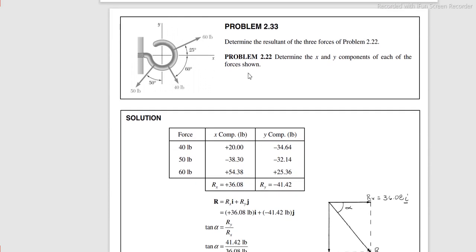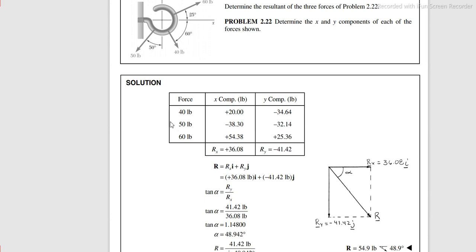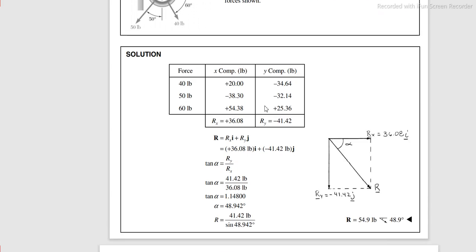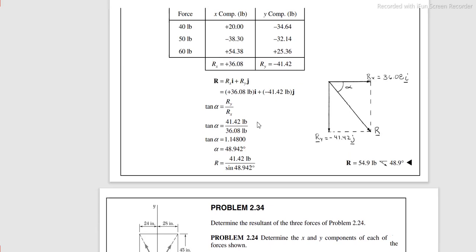2.33, determine the resultant of the three forces of problem 2.22, same problem, and here is a hook and three forces, 40 lb, 50 lb and 60 lb, and the vertical and horizontal components are measured, Rx and Ry, and this is the solution.